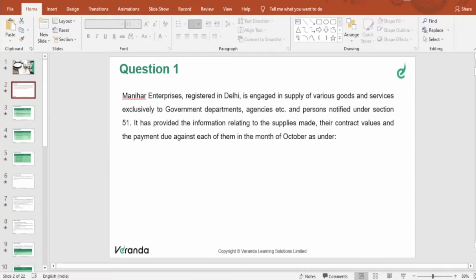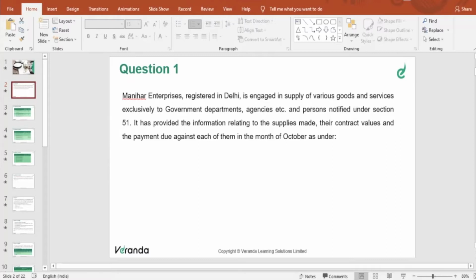Okay. And can someone give me the corresponding section in the IGST Act? Yeah, Section 20 of the IGST Act. Perfect. So Section 51 of the CGST Act read along with Section 20 of the IGST Act. It is in relation to services which are provided to certain government agencies.